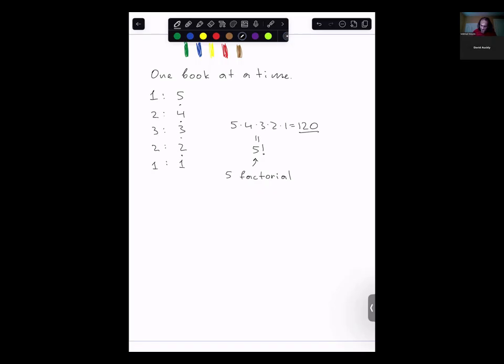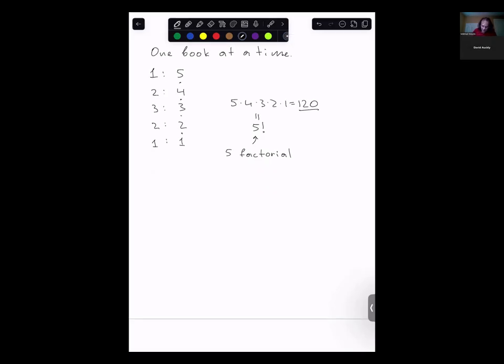So that's just a special notation. For example, 1 factorial is just 1, 2 factorial is 2 times 1, so that is 2. 3 factorial then is what? 3 times 2 times 1, so that is 6. 4 factorial is going to be 4 times 3 times 2 times 1.